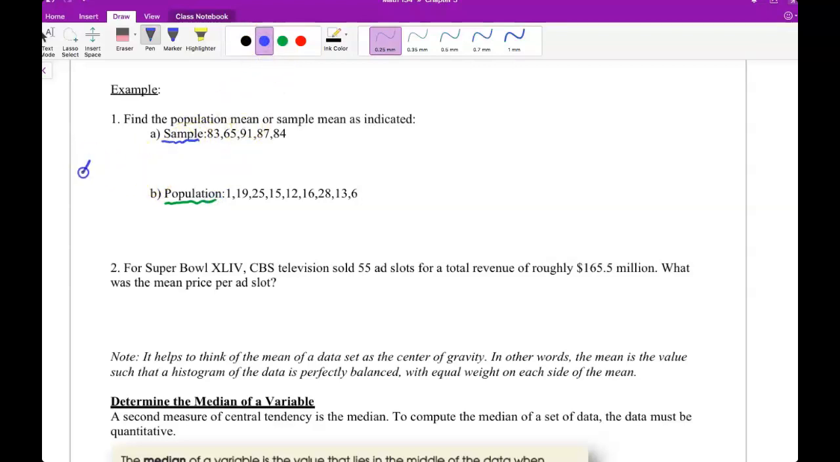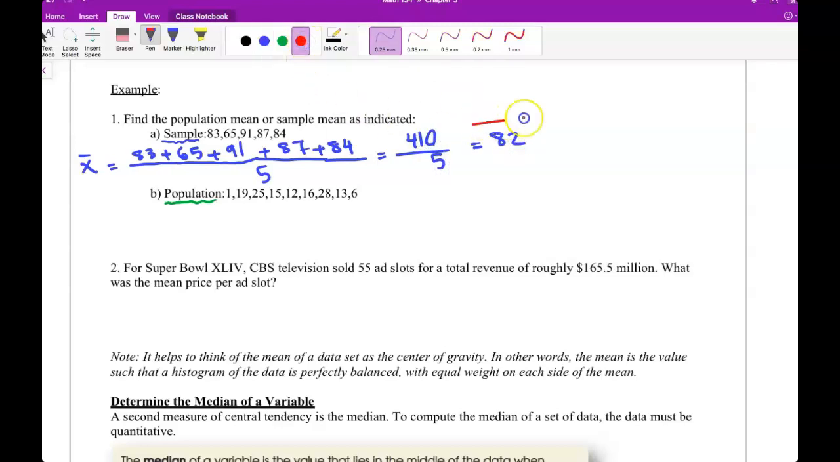Since that is a sample, we have x bar equal to adding all these numbers: 83 plus 65 plus 91 plus 87 plus 84, divided by the sample size, 1, 2, 3, 4, 5. It's 410 divided by 5, which is 82. So our sample mean is 82.